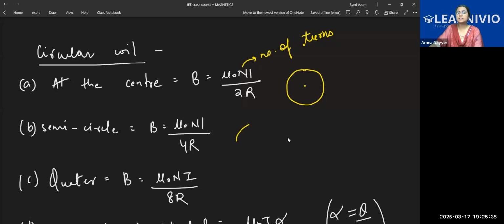For a semicircle, same thing, if I cut it into half, B will be mu naught N i by 4r. For a quarter, if we choose 1/4 of a circle, then at the center of it, let's say these are the centers, it will be mu naught N i by 8r. See, this is half of it, so just multiply it with half, and you will reach 8r.